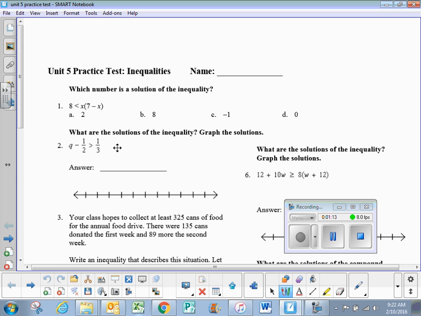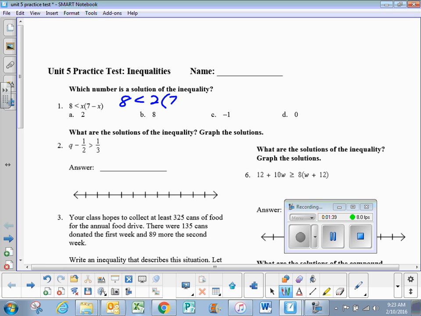Number one. This isn't going to go very well if you guys are interrupting me. Number one, if I plug in 8, what do I get? Okay, well, Grace wants to plug in 2 first, so let's go ahead and do that.